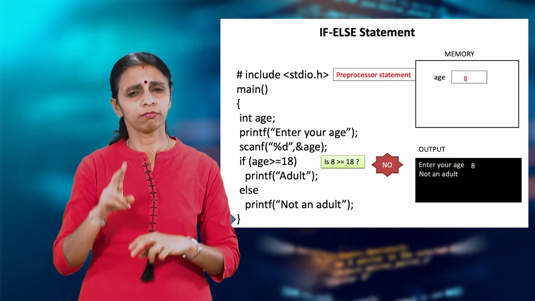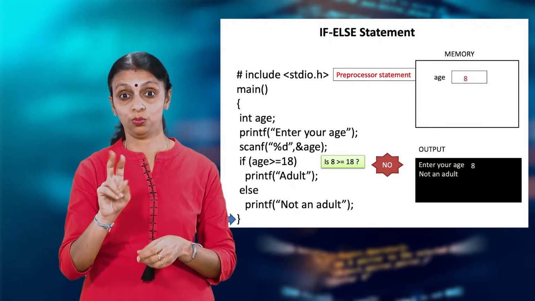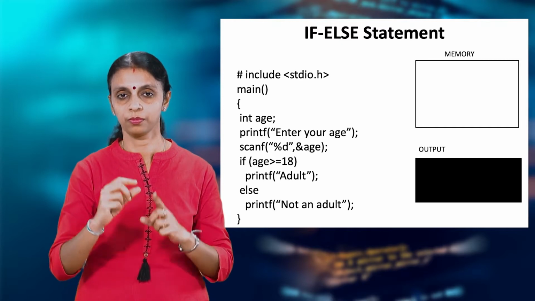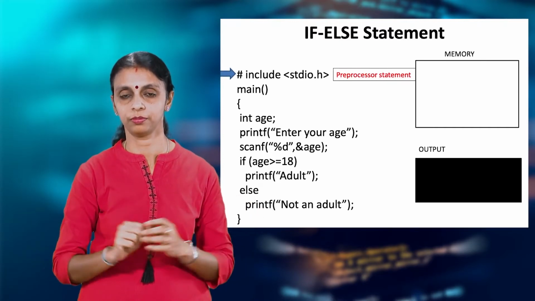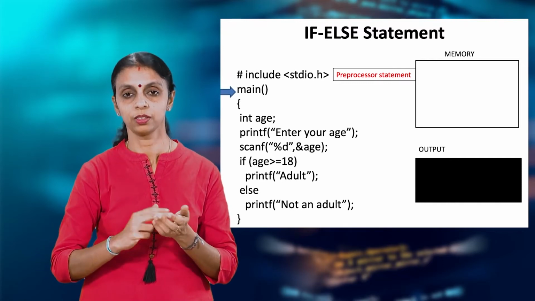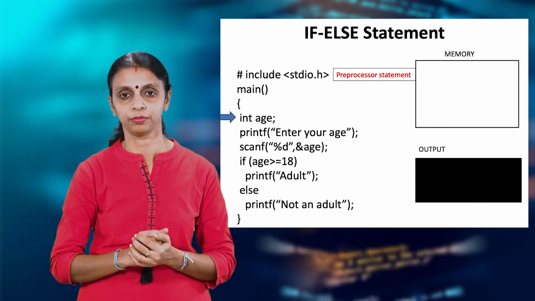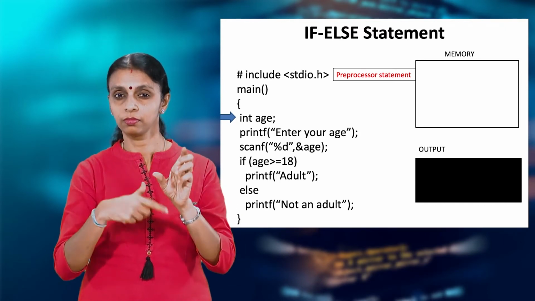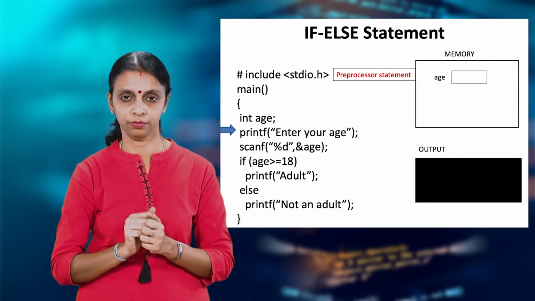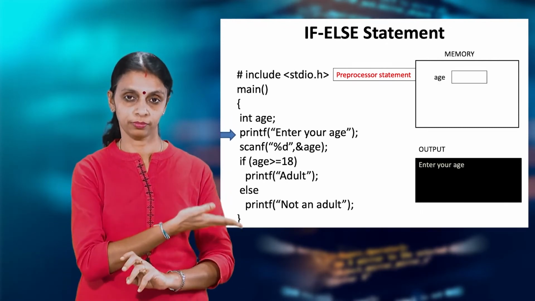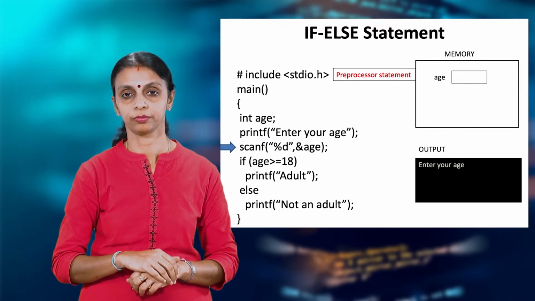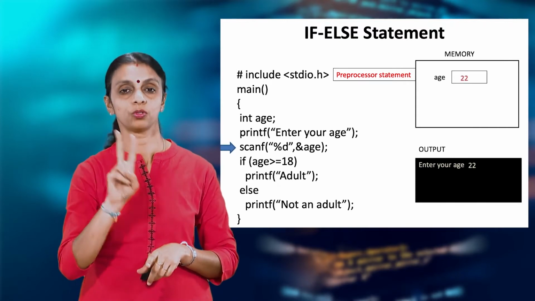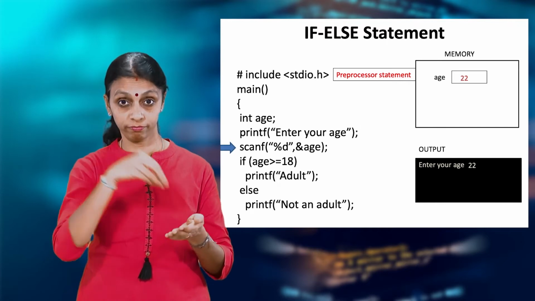Let us see what will happen if the user entered 22 as age. Preprocessor statement. Main function where program starts. Variable declaration. Age is a variable of integer type. Printing the message on screen. Enter your age. Accepting an input from user. Let us say 22. It gets stored in age.